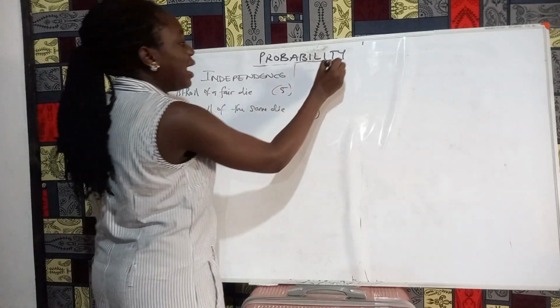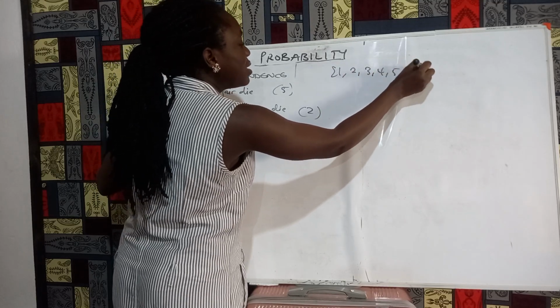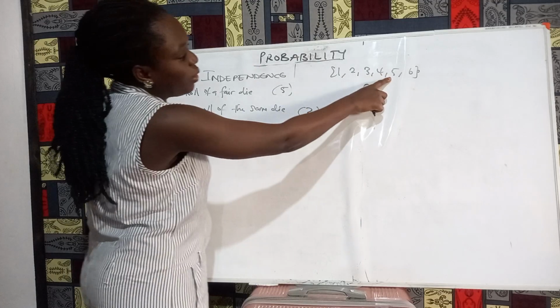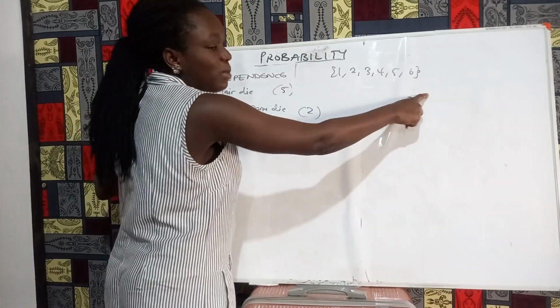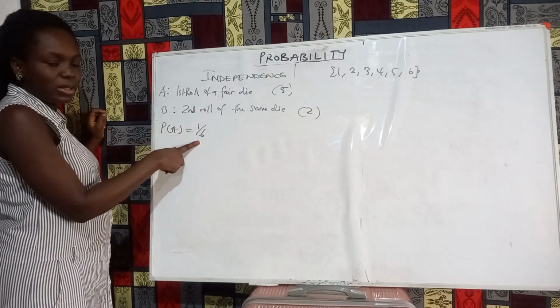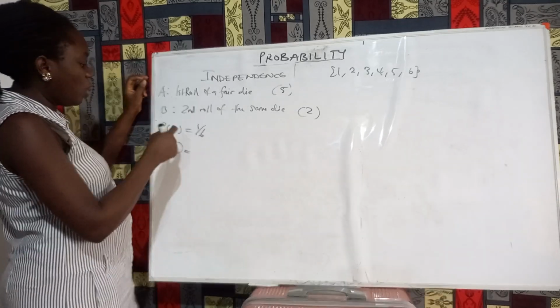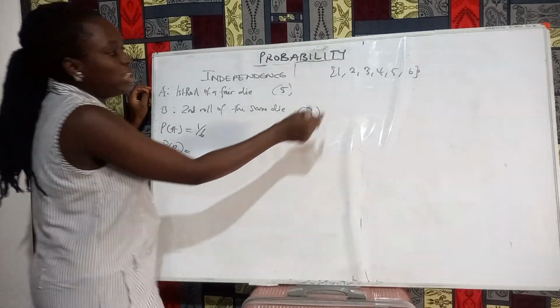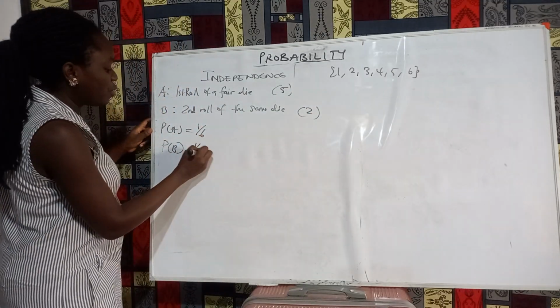Because if you roll a fair die, you're getting a 1, 2, 3, 4, 5, or 6, and you can get 5 just once. So the probability is one outcome out of the 6 possible outcomes. And the probability of B is also, we got 2, and 2 is just one outcome out of 6 possible outcomes, which is 1 out of 6.